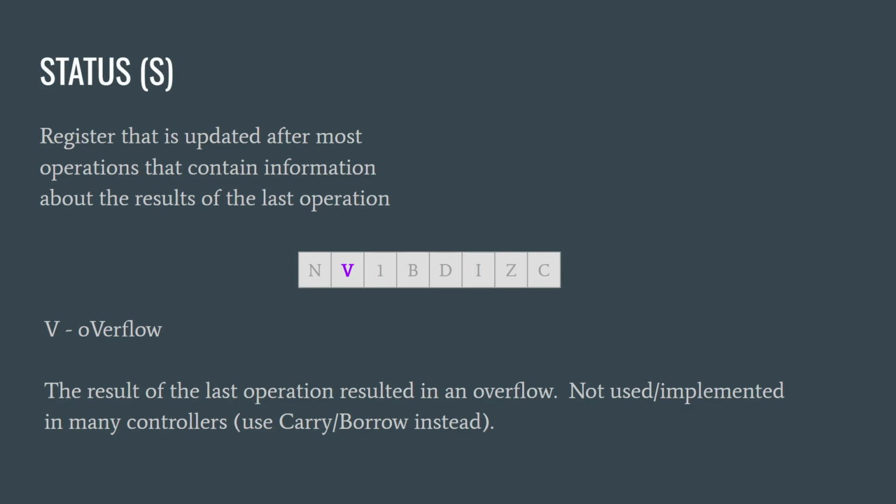The V bit is an overflow bit. It means the last result of the operation resulted in an overflow, which isn't quite the same as a carry, depending on the operation. This bit isn't used or implemented in many controllers, and so we're not going to cover it in any detail in this class. In most cases, you're going to use the carry bit instead.